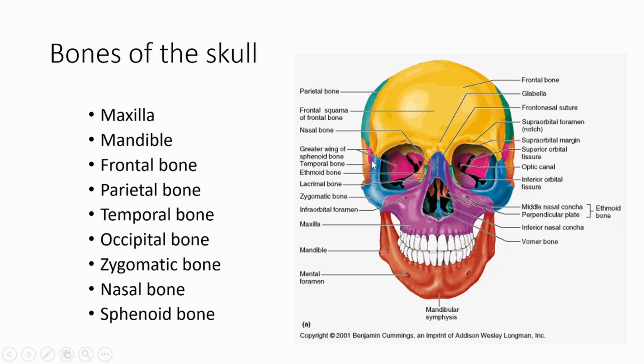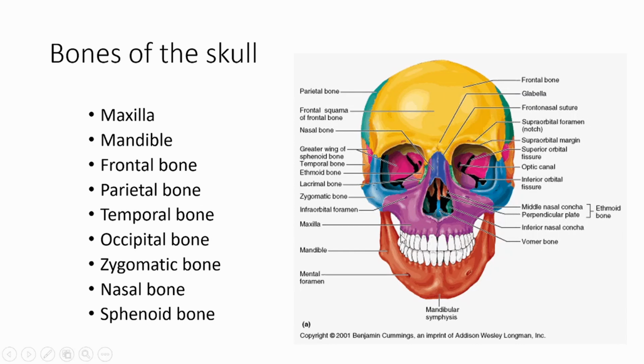The temporal bone is another one that we can't quite see very well here, so we'll leave that one for the next one as well as the occipital bone, which is completely in the back. We cannot see the occipital bone from this angle.